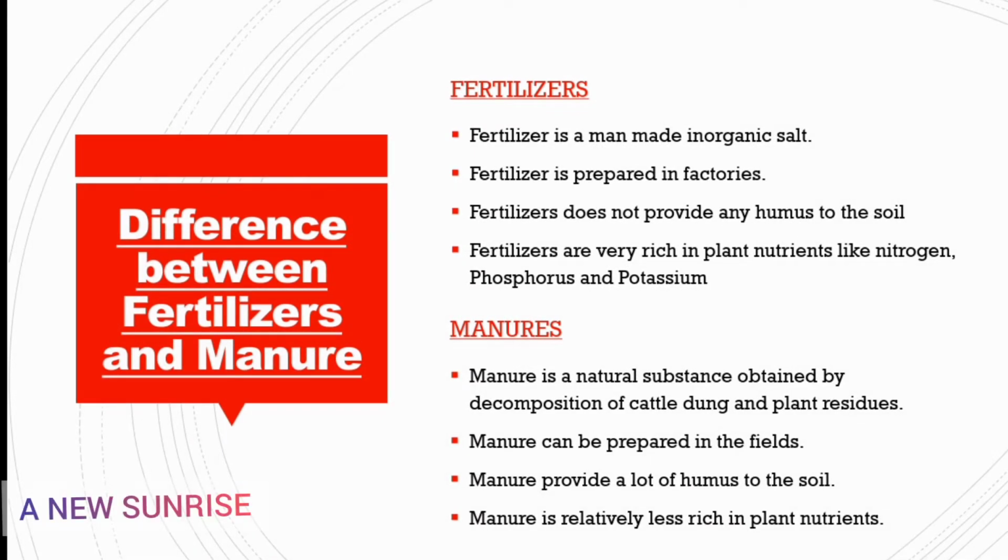Next comes the difference between fertilizers and manure. Fertilizer is a man-made inorganic salt. Fertilizer is prepared in factories. Fertilizer does not provide any humus to the soil. Fertilizers are very rich in plant nutrients like nitrogen, phosphorus and potassium. Whereas manure is a natural substance obtained by decomposition of cattle dung and plant residues. Manure can be prepared in the fields. Manure provides a lot of humus to the soil. Manure is relatively less rich in plant nutrients as compared to fertilizers.